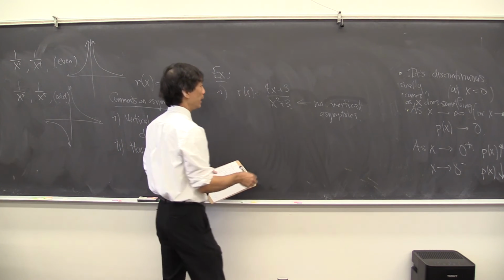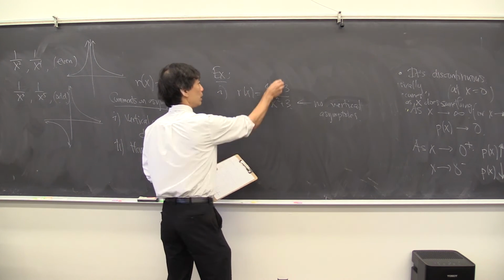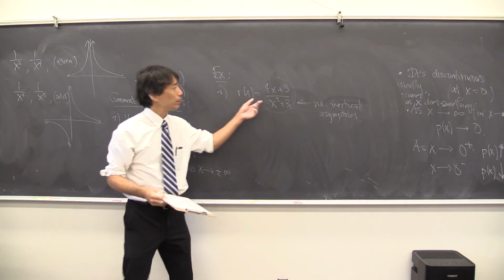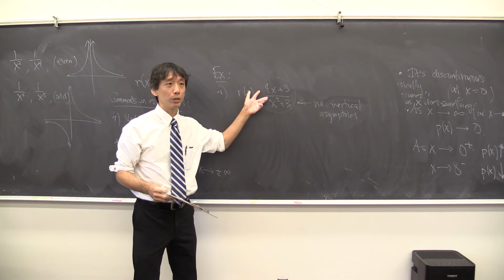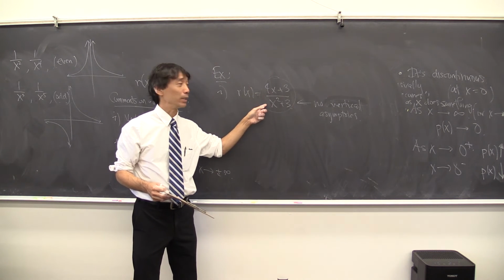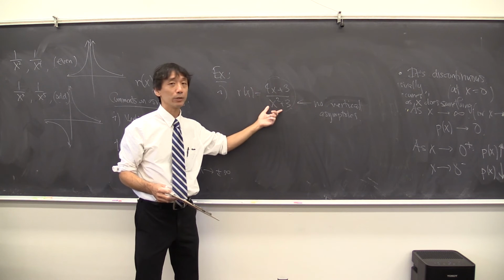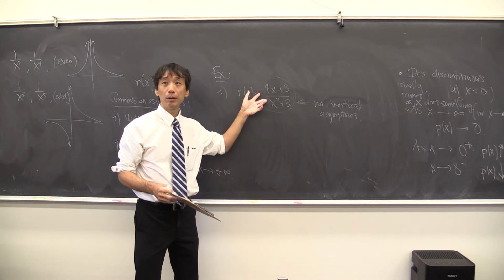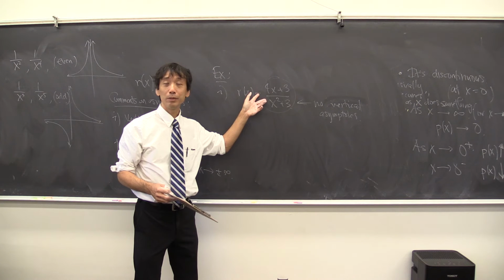And then for horizontal asymptotes, you want to look at what happens as x goes to infinity. Can people intuitively understand what happens as x goes to infinity? What do you think about this, 4x plus 3 over x squared plus 3, as x goes to infinity? Anybody have some sense of this?